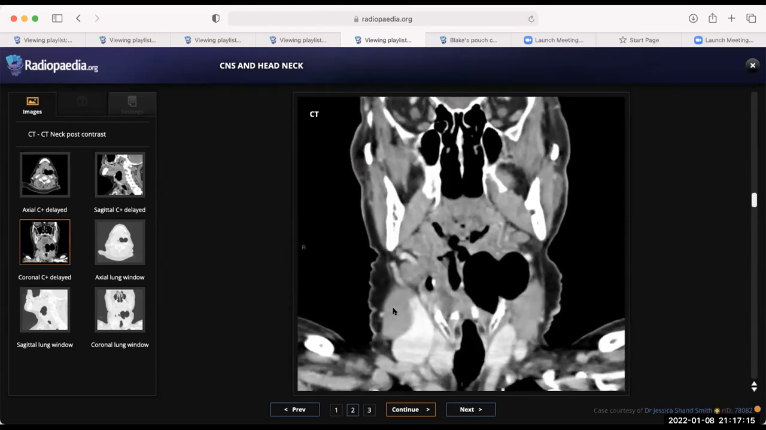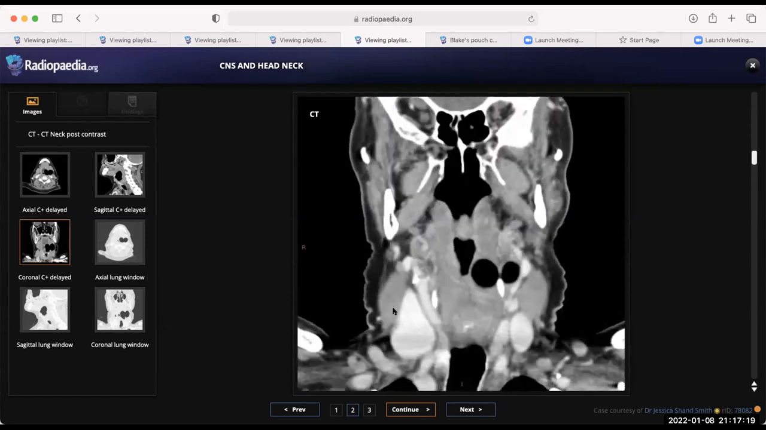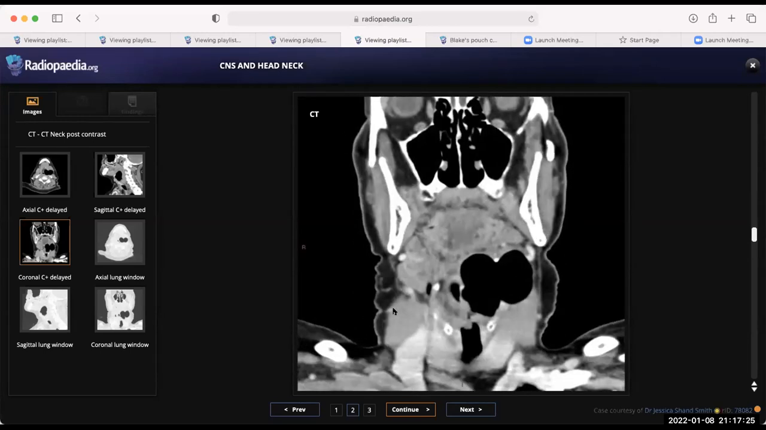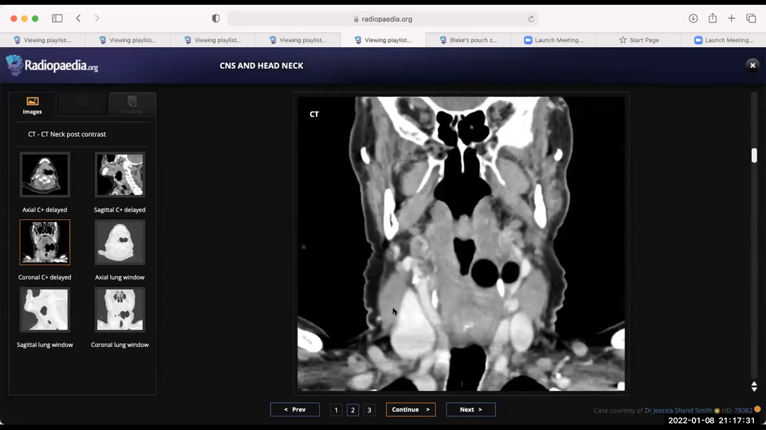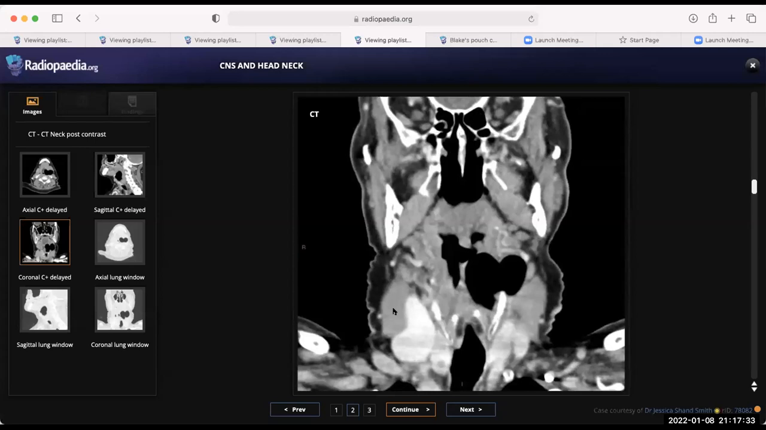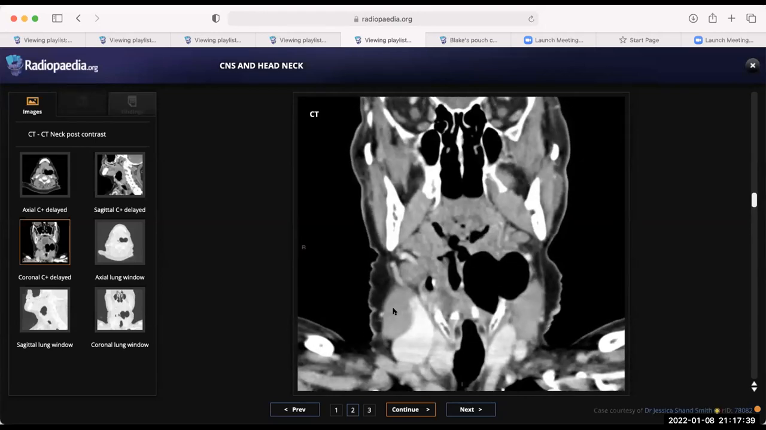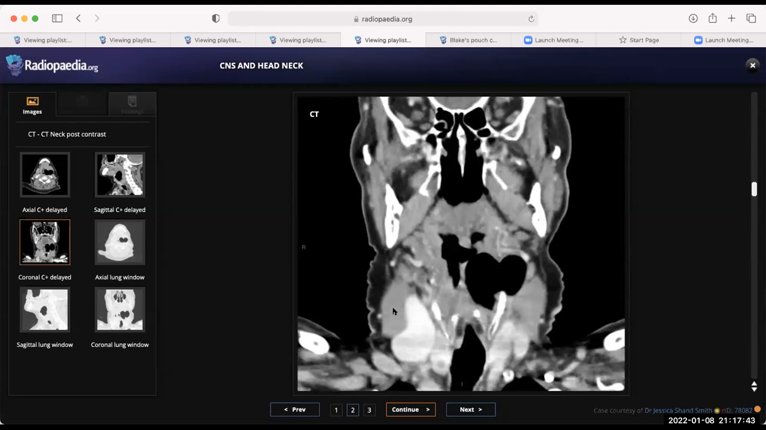Okay, on the bottom images, there's an enlarged right jugular vein. Ignore that, that's normal. So I'm suspecting some diverticula, or maybe this is a laryngocele.